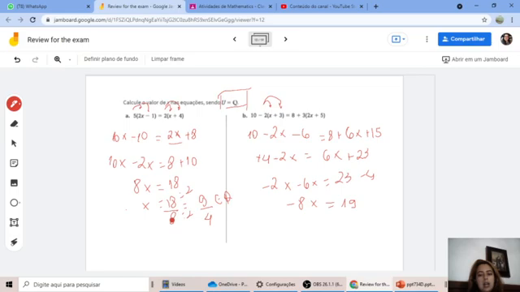19. So x is equal to 19 over minus 8, okay? And also, it's a rational number. So if I want to write, I can say the solution is minus 19 over 8 in this case, and the solution here is 9 over 4.